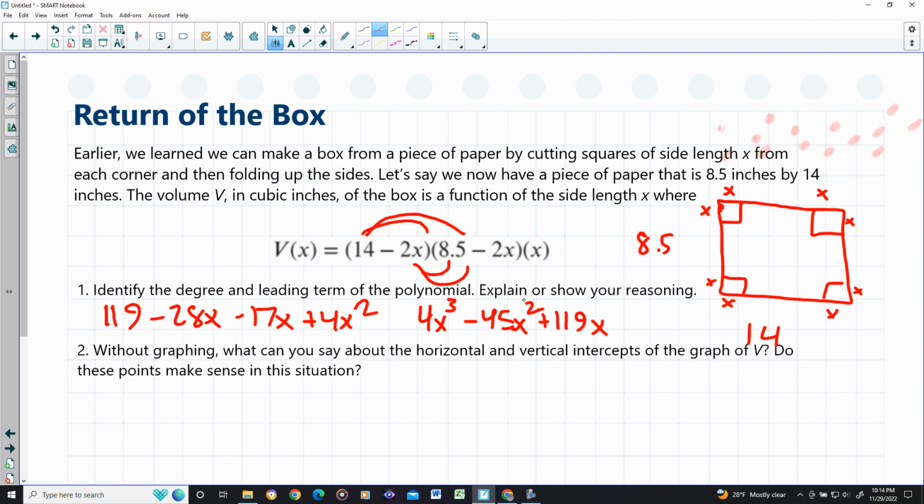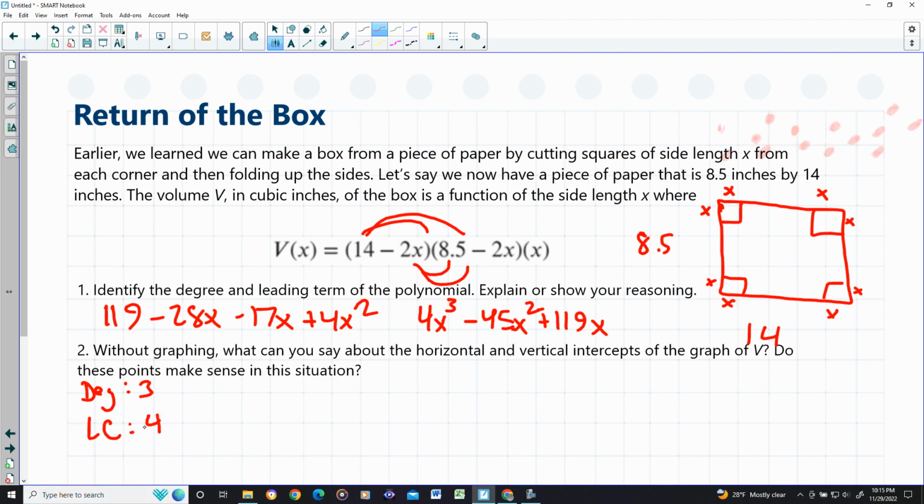Okay, so what's going to happen now? Let's look at some of the properties of this, right? Degree is going to be 3, and what makes this nice is because we're dealing with volume. Volume is always 3 dimensions, a length, a width, and a depth. X covers each of those. That's why it's a degree 3. And the leading coefficient is 4.